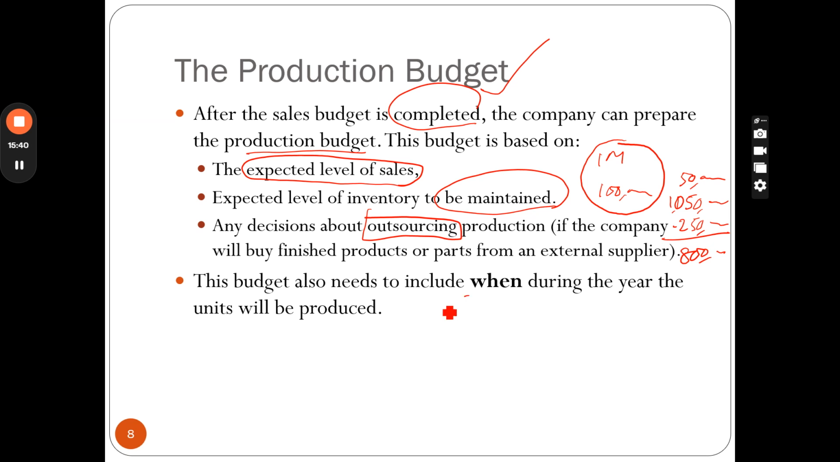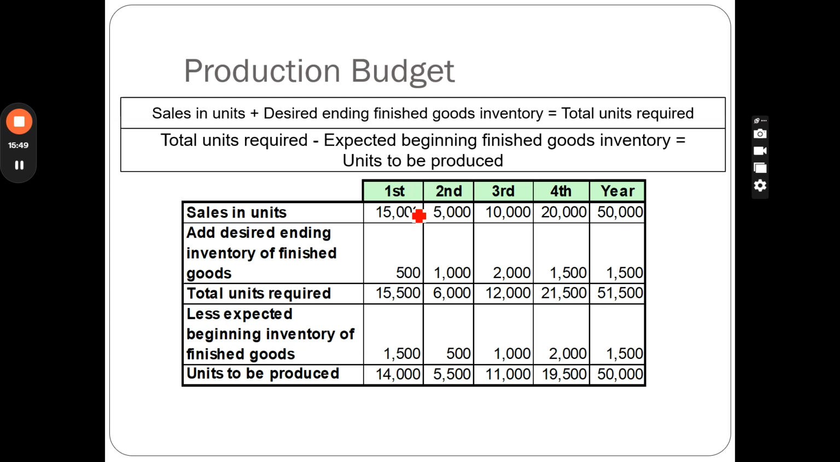This budget also needs to include when during the year units will be produced. So that's what we'll be seeing here. The first quarter, how many units you have to produce. Second quarter, third quarter, fourth quarter. When we know when these need to be produced, that will help us to allocate the resources more efficiently. We don't have to buy all the material in the beginning itself, right? Because we know when you need more materials and when you need less materials. So you can efficiently handle your funds. Okay, so this is an example of a production budget.